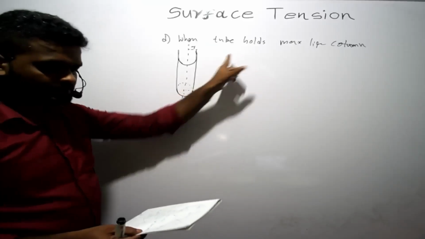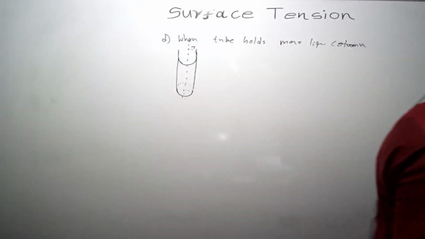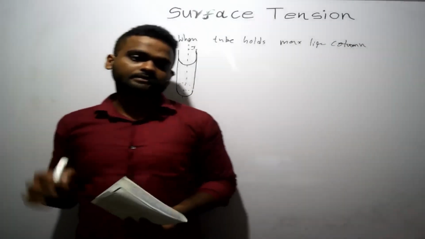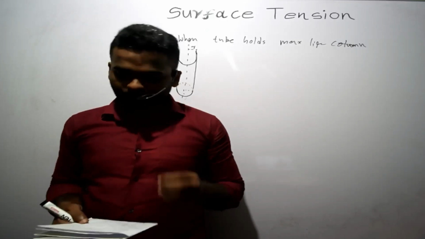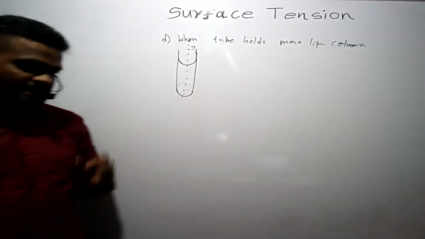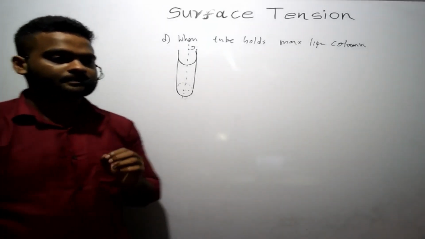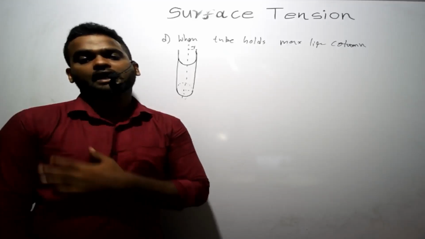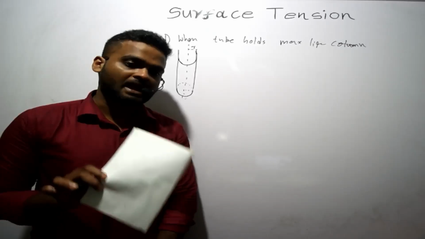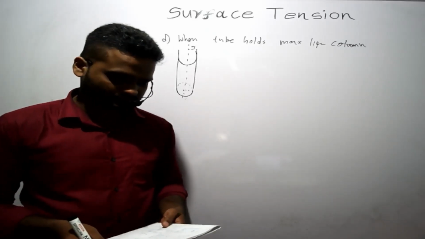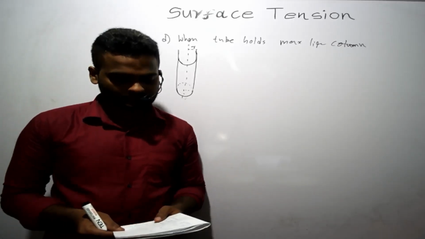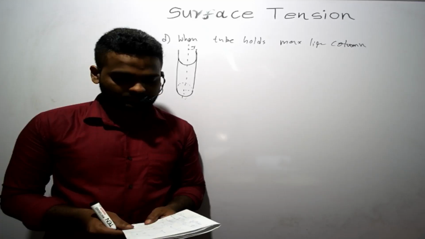Below this, write down: when the bottom meniscus is hemispherical, liquid column has the maximum height. Liquid column has the maximum height. Okay.